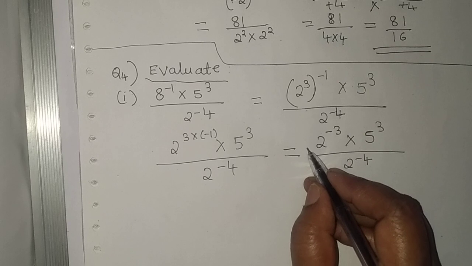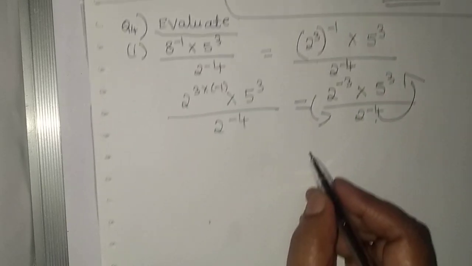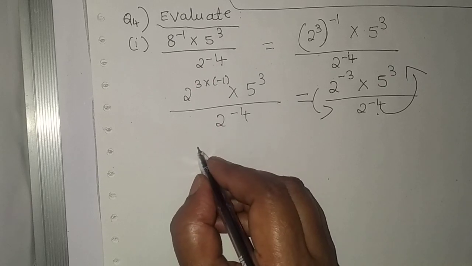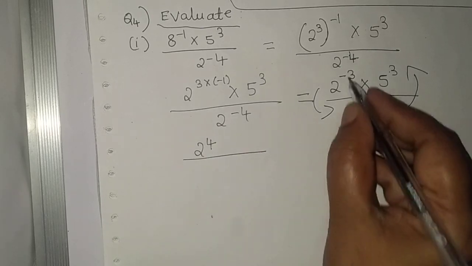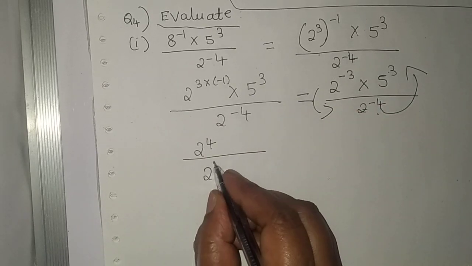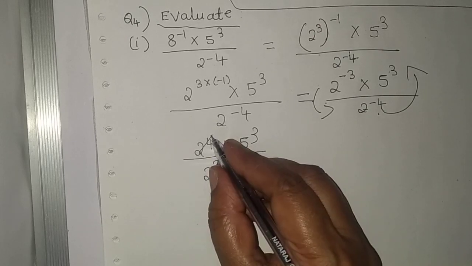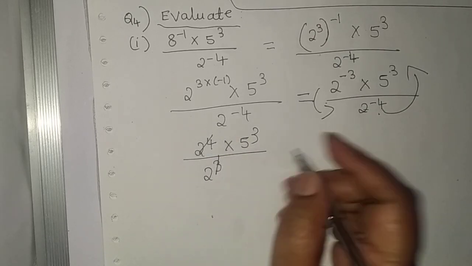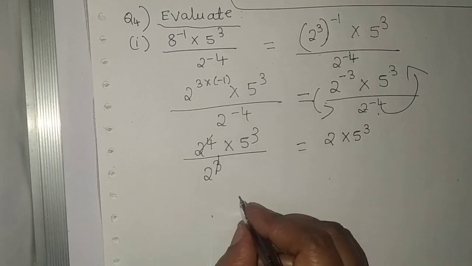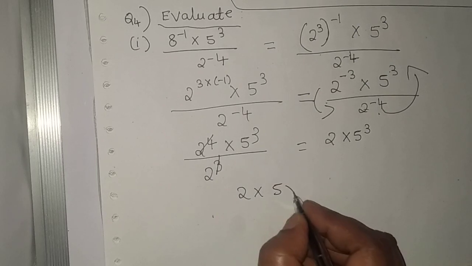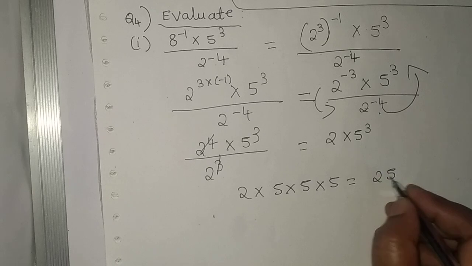So now make numerator denominator, denominator numerator. What happens? This becomes 2 power 4 when it goes to the numerator. When this comes to the denominator it will become 2 cube into 5 cube. Cancel these powers: 4 cancels with 3, so 2 remains into 5 cube. Therefore 2 into 5 into 5 into 5 will become 250.